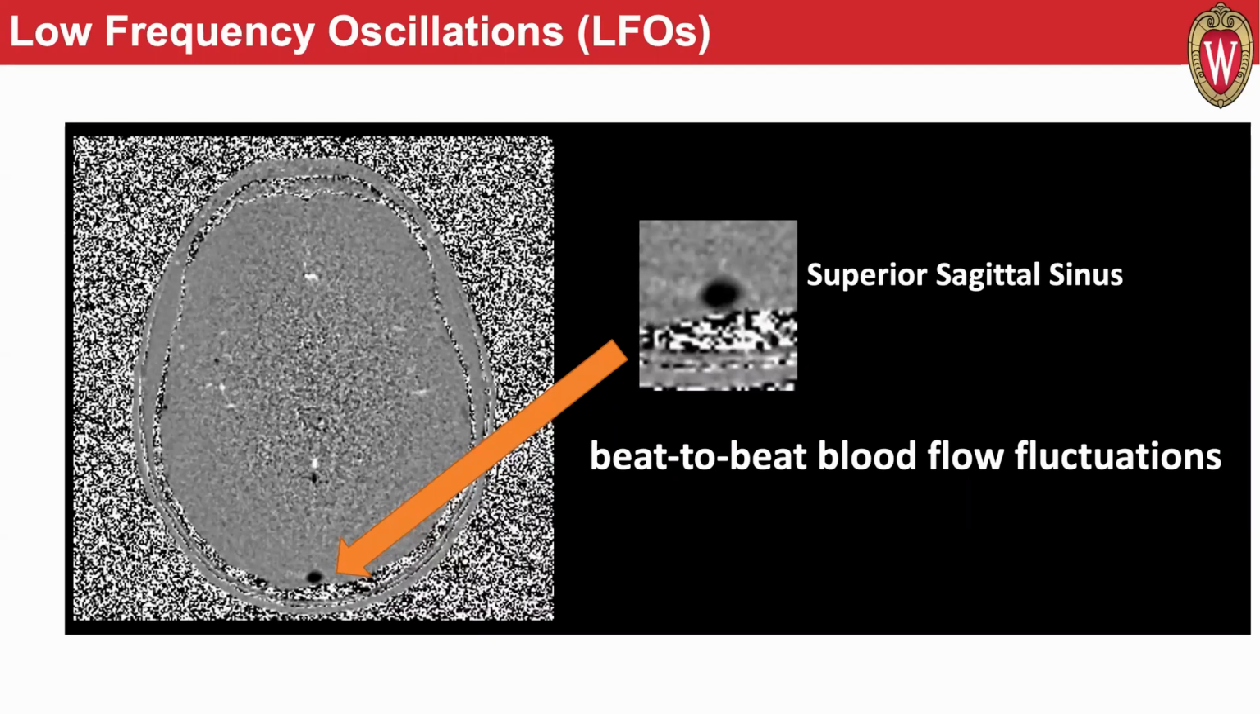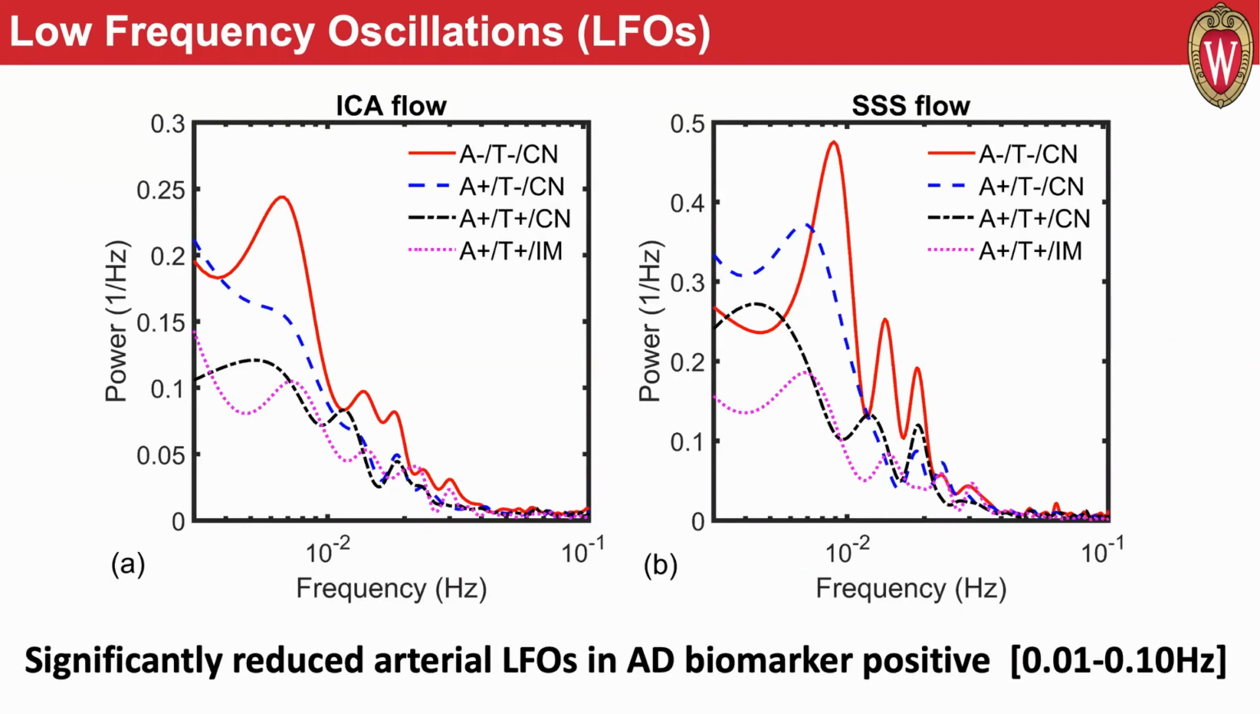And since I hit the 12-minute mark, I'm going to skip to the interesting results and to the discussion. And from those time resolved images, we estimated the low frequency oscillation content from power spectral density analysis in the arteries and veins. And in these measurements, we also find a significant reduction of arterial low frequency oscillation content in AD biomarker positive subjects, indicating a reduction of perhaps arterial, smooth muscle cell driven vasomotion. Again, during the preclinical stage of AD.